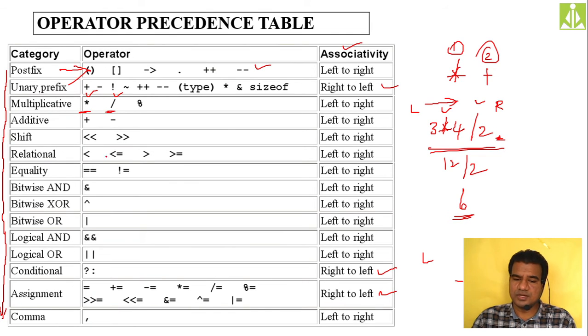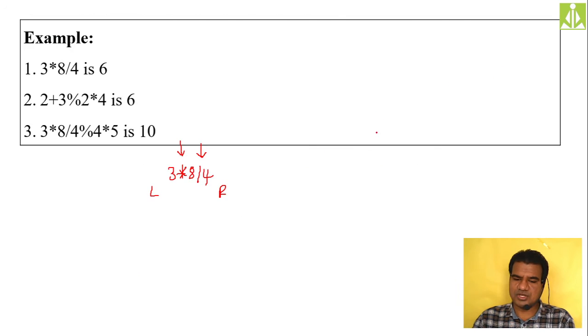What is the associativity for multiplication and division? Here you can see multiplication, division and modulo division, these 3 operators, stand at the same precedence level with associativity left to right. So we have to move left to right. As you are moving in this direction, the multiplication operator comes first, so evaluate that multiplication first. 3 multiplied with 8 is 24, divided with 4. So the value will be 6. The final result of this expression will be 6.